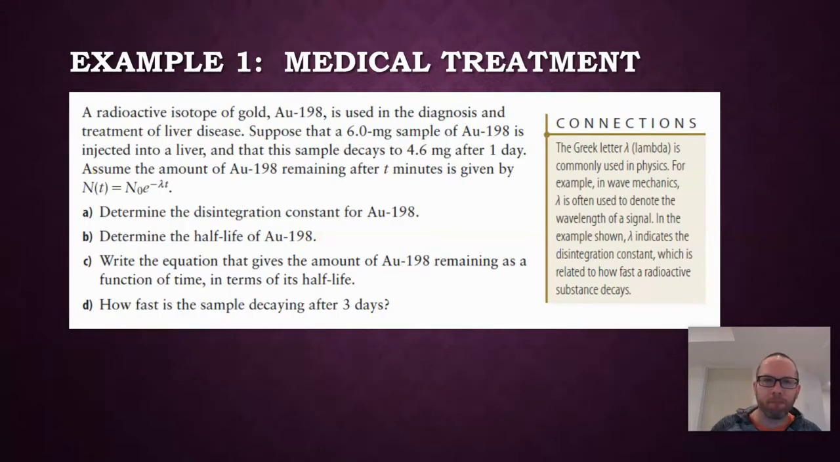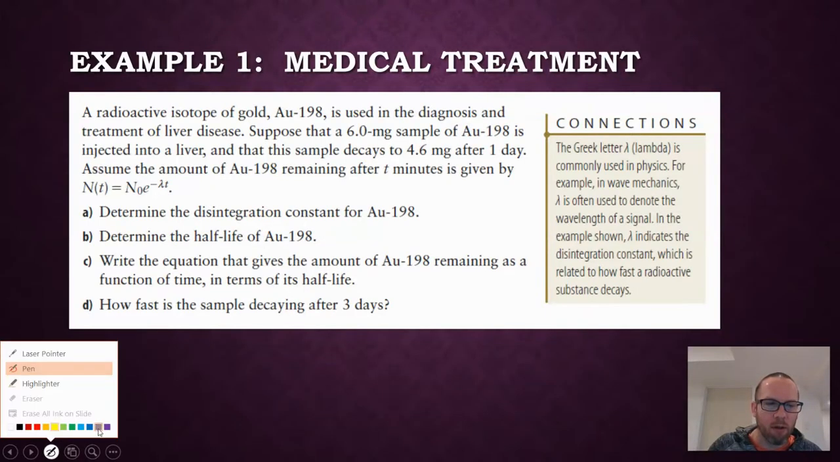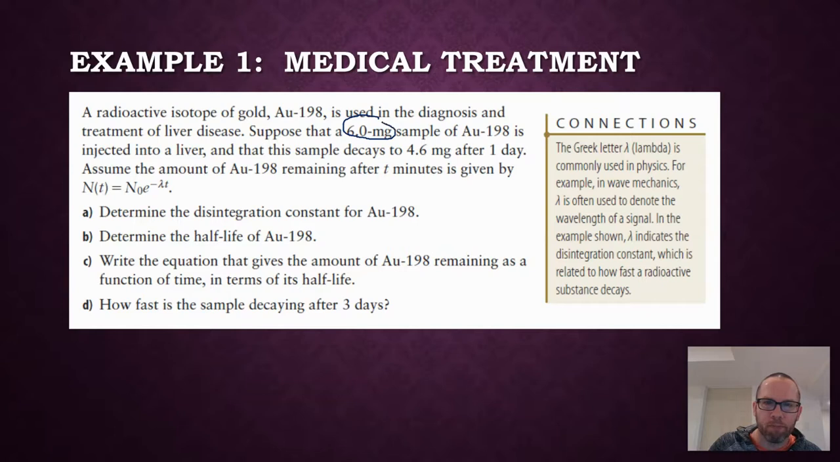The first application will be on medical treatments. One application of exponential decay is you can use it to model the amount of a drug or a treatment in your system. So here we're using an isotope of gold treating liver disease. So we start off with an initial value, a 6 milligram sample is injected into the liver. And then after 1 day, this decays to 4.6 milligrams.